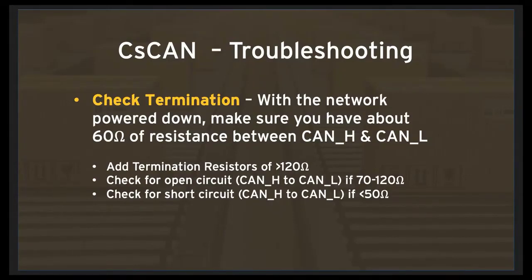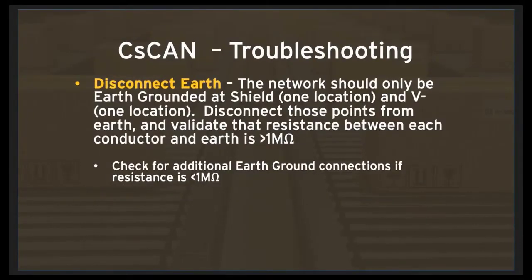So that's the first step. Power down the system, check your termination with your multimeter. What else should we do? Remember, in the installation steps, there were two things I said in terms of earth grounding. I said earth ground V- at 1 point only, preferably near the power supply, and earth ground the shield at 1 point only, preferably near the power supply. So that means there's exactly two places where earth is connected, V- and shield.